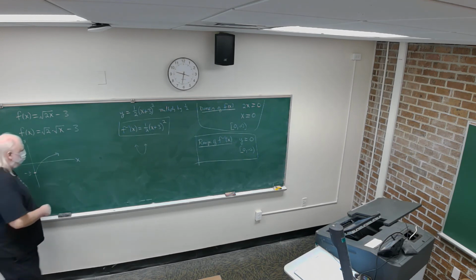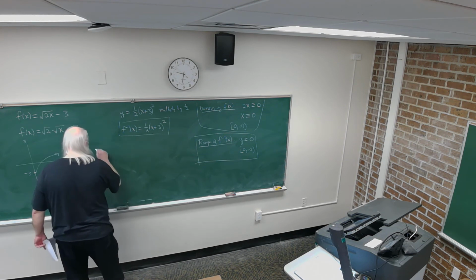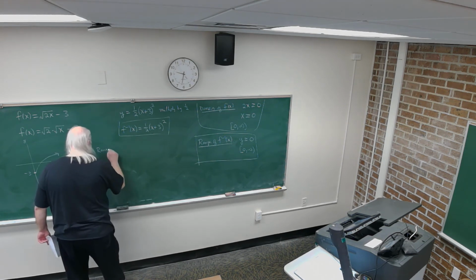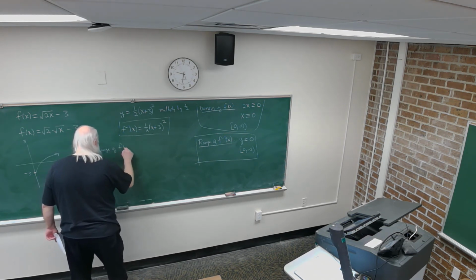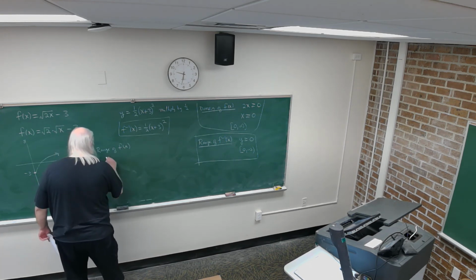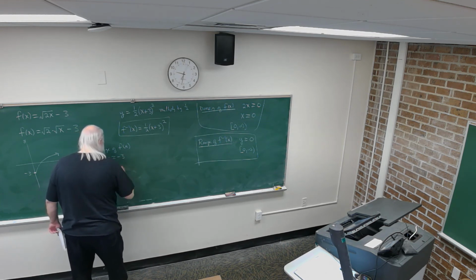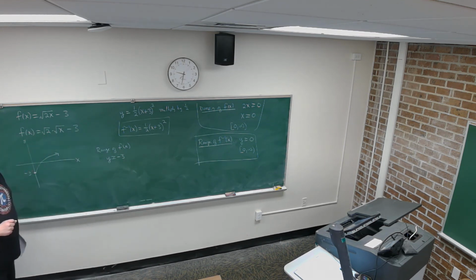So the range of f of x starts at minus 3, right? The y coordinates start at minus 3 and go to infinity. So the range is y is greater than or equal to minus 3. If you understand transformations of functions, right, hopefully this is making sense to you.